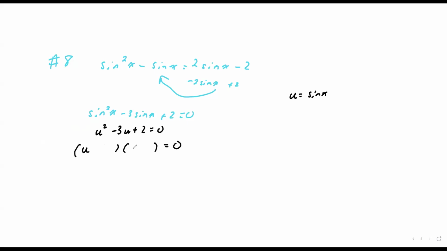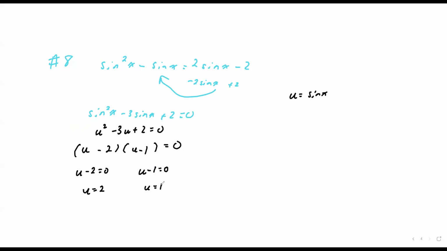where this will be u, this will be u. Two numbers that multiply to 2 is 2 and 1. If I wanted to add to negative 3, they would both be negative. So then I get u minus 2 equals 0, u minus 1 equals 0, u equals 2, and u equals 1. I will answer this question.